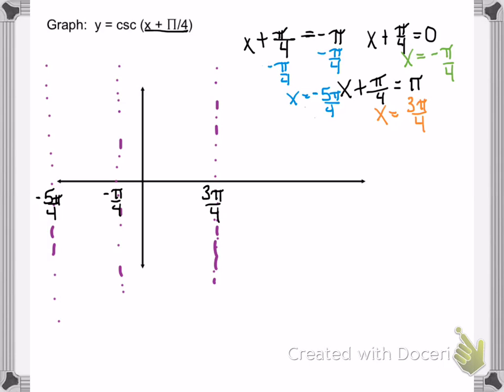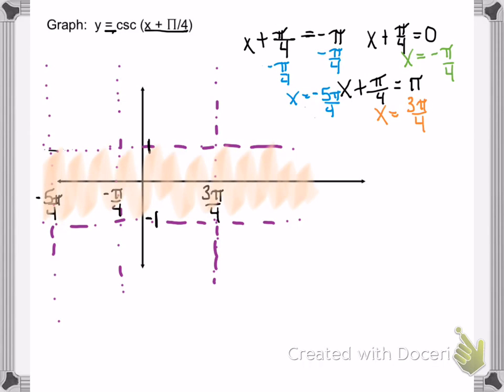And now my amplitude for cosecant is 1. So I'm just going to draw a dotted line again to show my horizontal asymptotes occurring at 1 and negative 1. And I'm going to go ahead and label those as well. So remember that cosecant does not go through this shaded region.